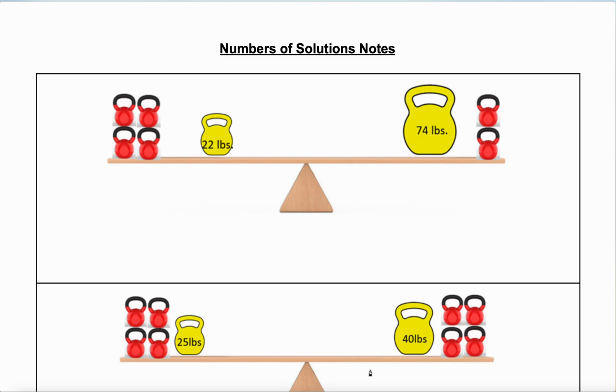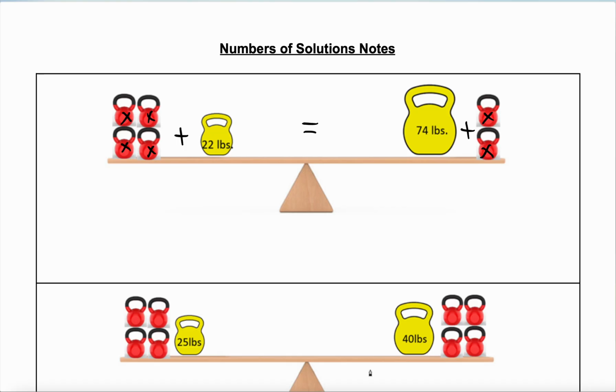Different types of solutions. So if we start on this first example, I have a visual here that is representing an equation, and I am just going to start off, and since I don't know the weight of these red kettlebells, I'm going to mark them as x variables. They're unknowns. And then I'm going to make this into a picture equation. So 4x's plus 22 is equal to 74 plus 2x.